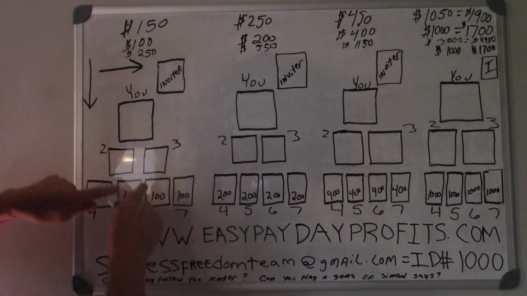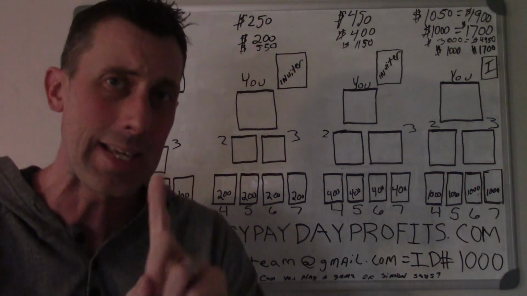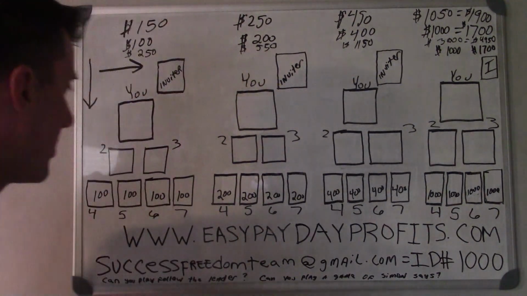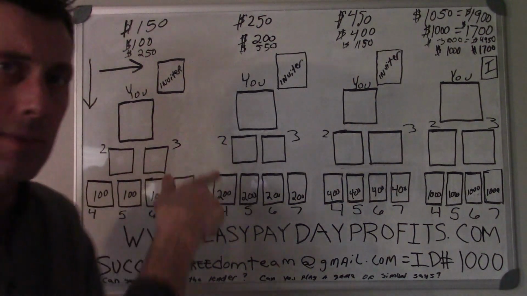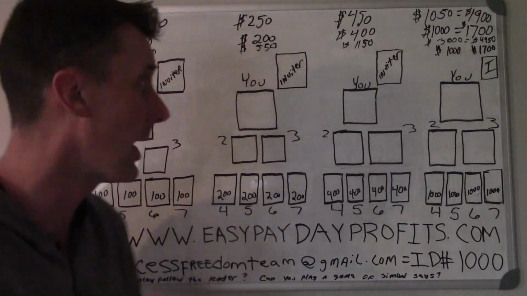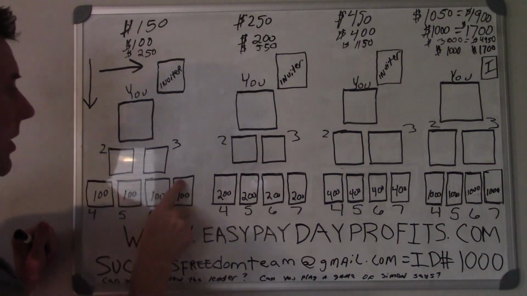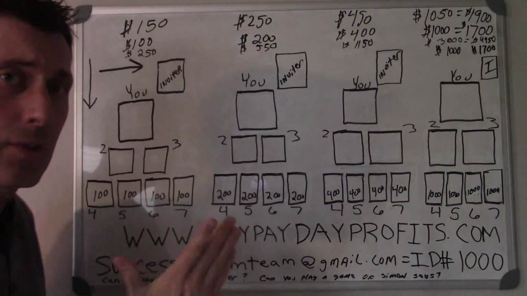You do not receive $100 on position 2 and 3. Why is that? I want to reiterate before I talk about the strategy why you do not receive $100 here and $100 here in spots 2 and 3. Here is why, okay? And understand this. You only get paid on the row of 4. Why is that? Okay? Here's why.